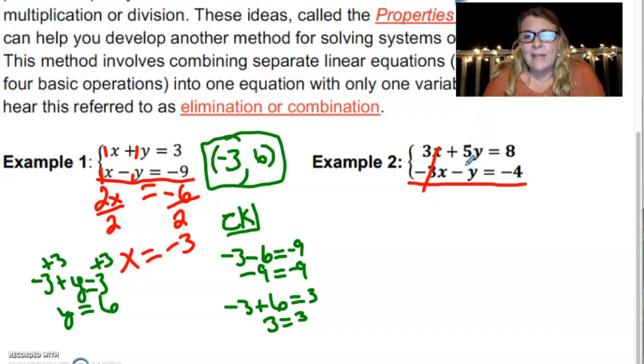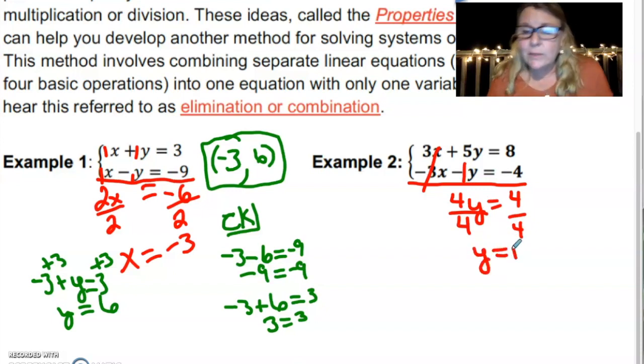And then you got 5. It's got the understood 1 on this one. So you got 5 minus 1 is 4y. And on the other side of the equal sign, you have 8 minus 4, which is 4. So when you solve for y, divide by 4 to get rid of the 4. And my y value is 1.